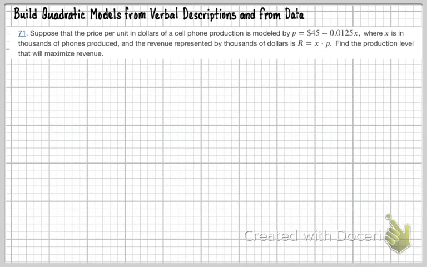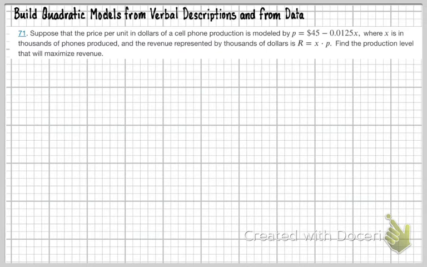It says, suppose that the price per unit in dollars of a cell phone production is modeled by P equals $45 minus 0.0125x, where x is in thousands of phones produced. So if x was 1, it would be 1,000. So that's what it means, thousands of phones produced.